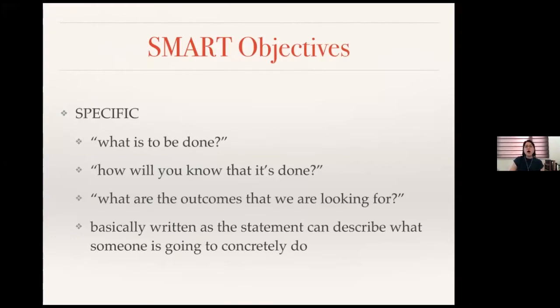As a result, you have a written statement that can describe what somebody else is going to concretely do if you're not there. So it has to be very clear. Sometimes what happens is that it's all in our minds, but it wasn't written properly. So another person who's supposed to go through and do your study will not be able to do so. So that would be a specific objective.